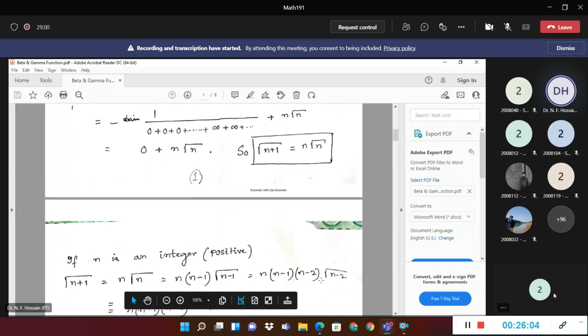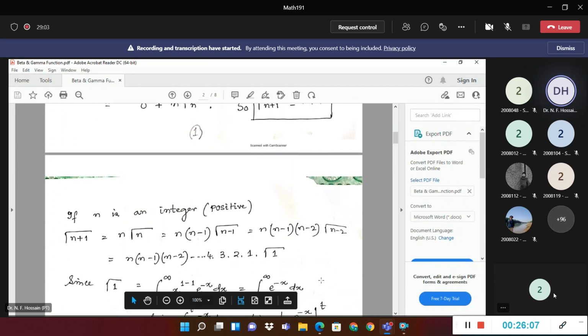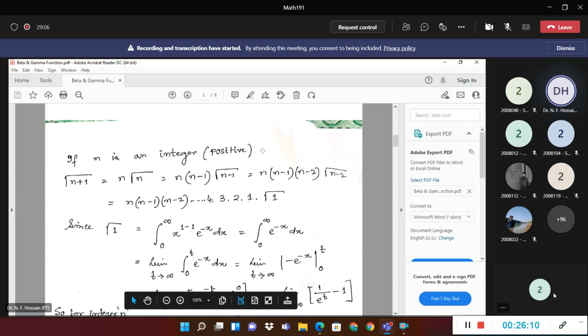Now we will show that if n is an integer, then gamma n plus 1 is nothing but factorial n. If n is an integer, of course positive, then gamma n plus 1 will be equal to n into gamma n. So using this property, gamma n should be equal to n minus 1 into gamma n minus 1. In the next step, it should be n into n minus 1 into n minus 2 into gamma n minus 2. So ultimately, you see all the factors are reducing by 1, up to 4 into 3 into 2 into 1 into gamma 1.